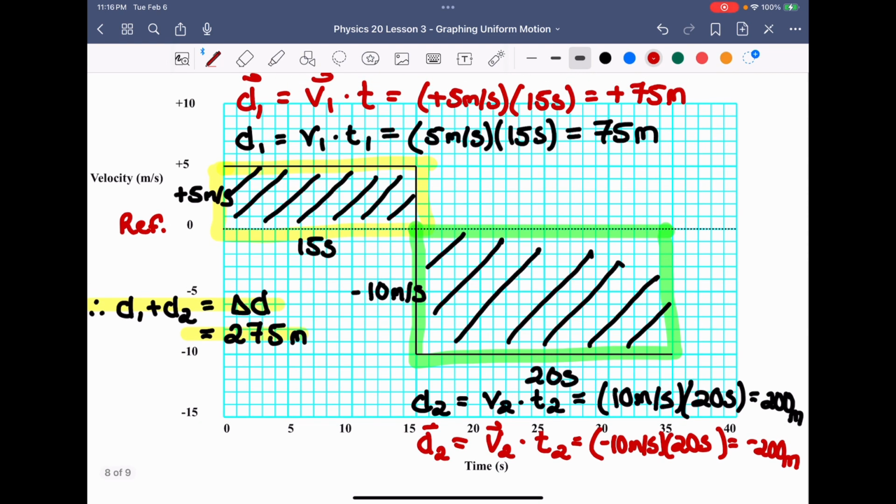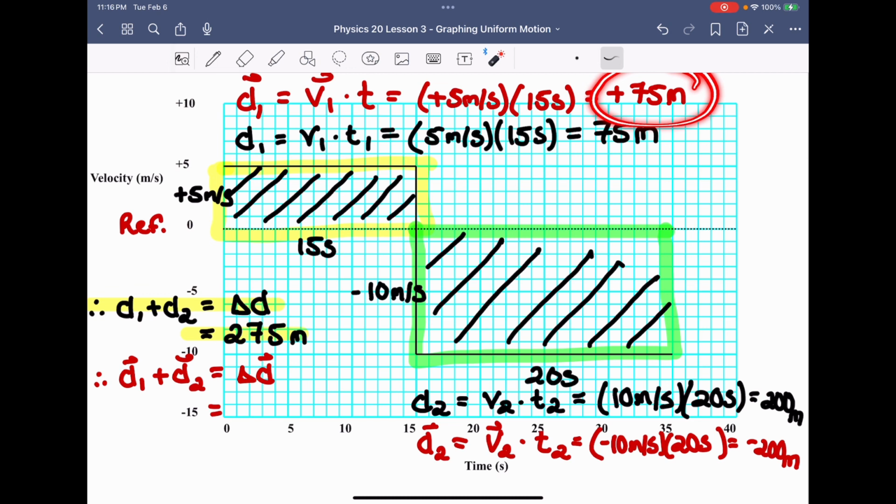Now, in order to get displacement, therefore, displacement number 1 plus displacement number 2 is equal to the change in overall displacement, or the net change in the position of this object. When we add these two things together, I'm going to put positive 75 with negative 200. When I add those two things together, I end up getting negative 125.